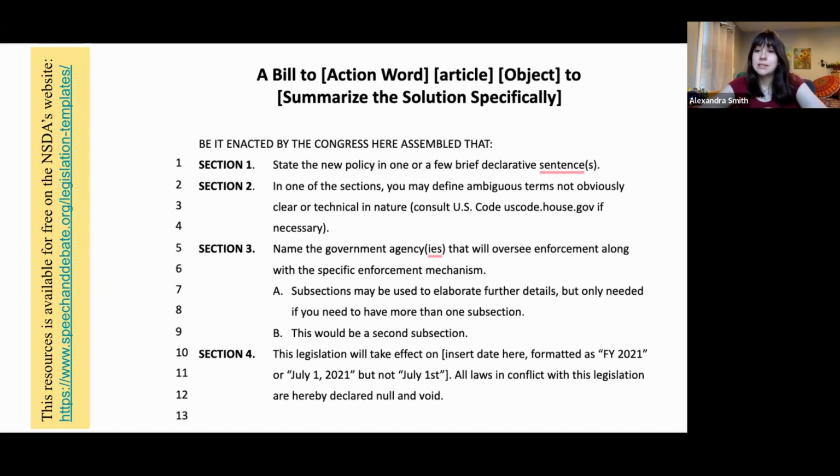It can be a certain amount of time after passage. So 6 months from passage, this legislation will be implemented. And then the last sentence of any bill is always: all laws in conflict with this legislation are hereby declared null and void. That's just saying if anything doesn't add up, it's no longer relevant. So people on the negation can't bring up, but this goes against that law, because you have a clause at the bottom saying, nah, that law is null and void.